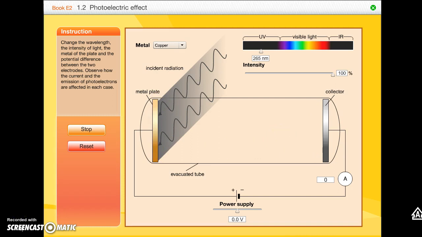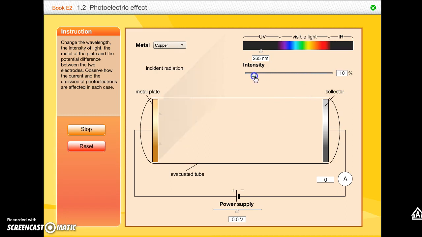So what about a shorter wavelength? Now I make the intensity to be 10%. And now I make the wavelength of light falling onto the metal plate 263. And let's see. This is what happened. When the wavelength is short enough, even if the intensity is quite low, there can be photoelectrons produced. So on the emitter, you may find a reading. The reading may let you calculate how many electrons are produced.